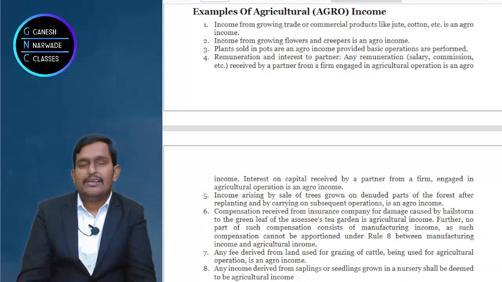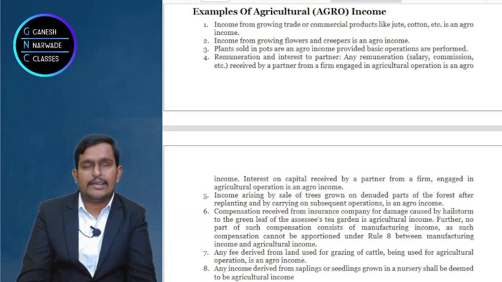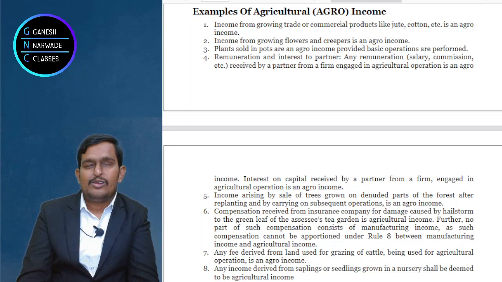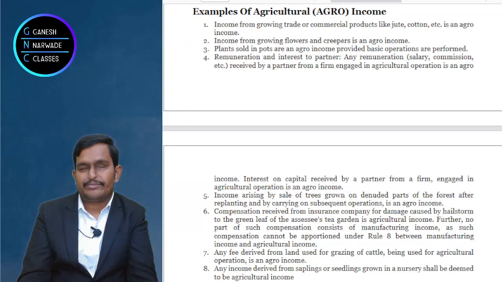First thing, you are engaged in some production of tradable or commercial crops like jute, cotton. So if you are into jute or cotton, then that is agricultural income. Now all this that I am telling is based on Supreme Court judgments, right? Tradable or commercial crops like jute or cotton, it is agricultural income.